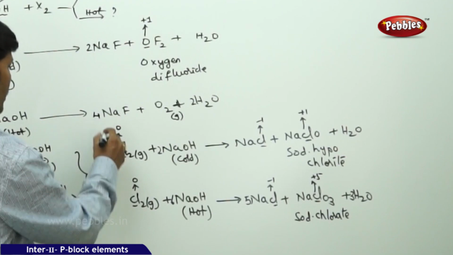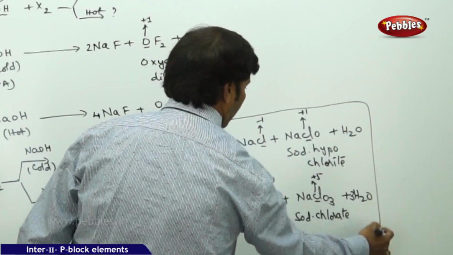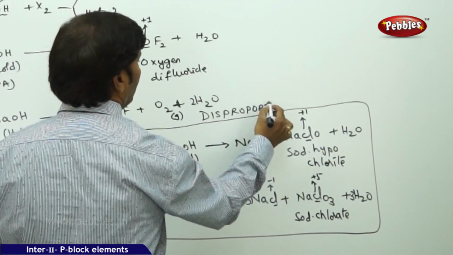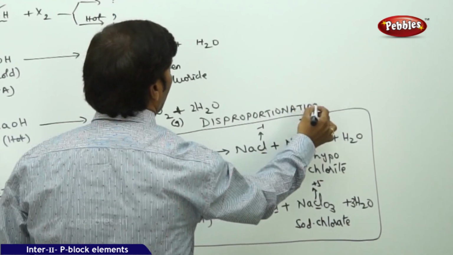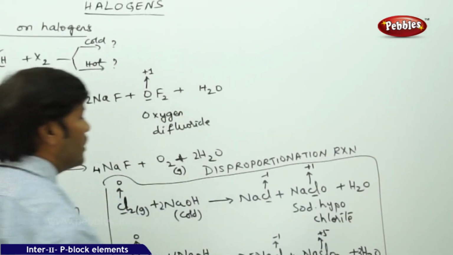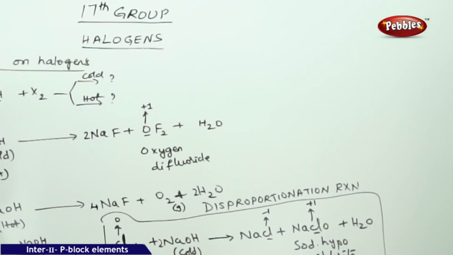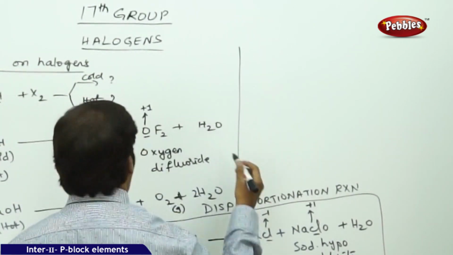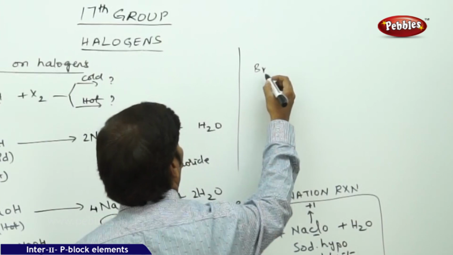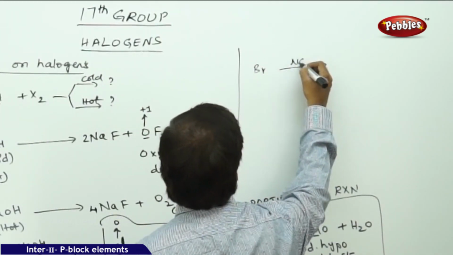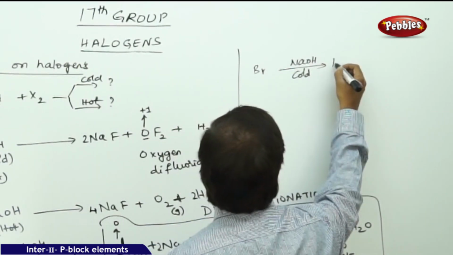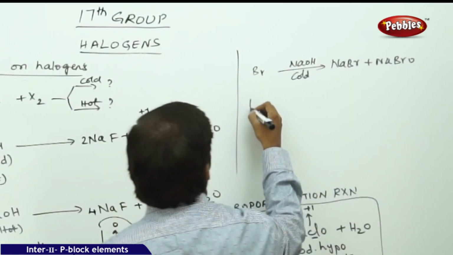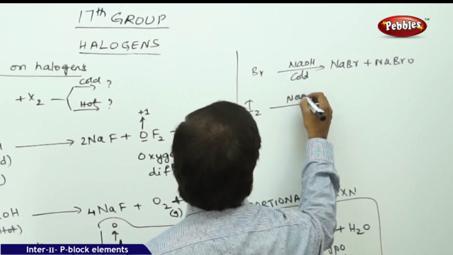So this is a perfect example of a disproportionation reaction, and more or less the reaction is the same in the case of bromine and iodine also. If you take bromine with NaOH cold, you get NaBr plus NaBrO, and with iodine also you get more or less the same kind of reaction, that is cold.